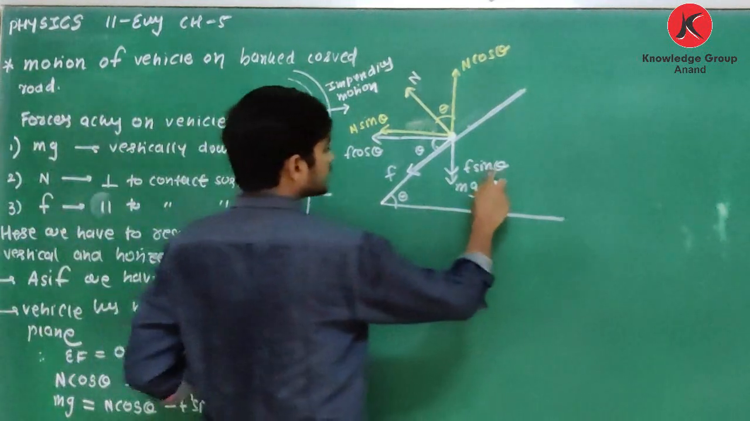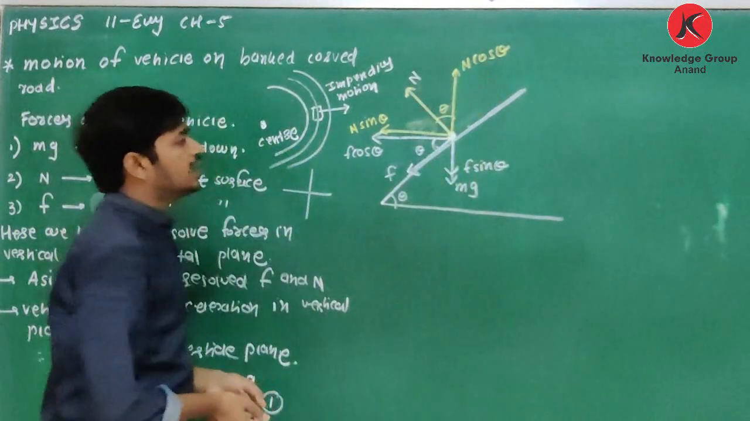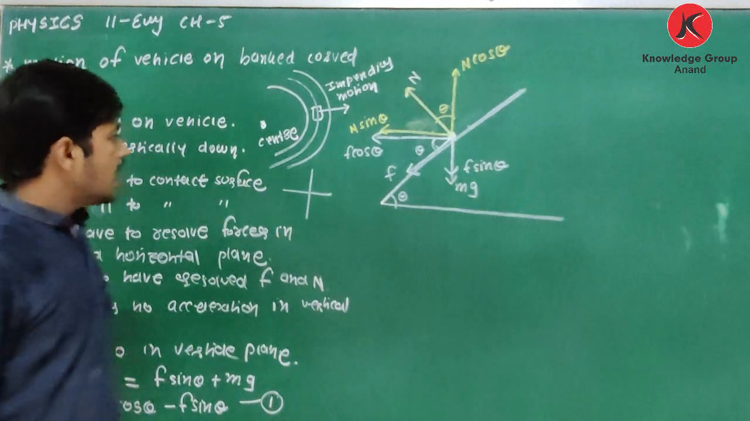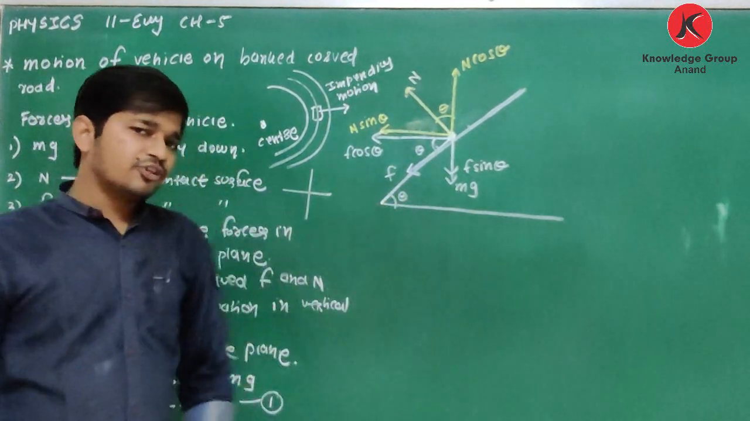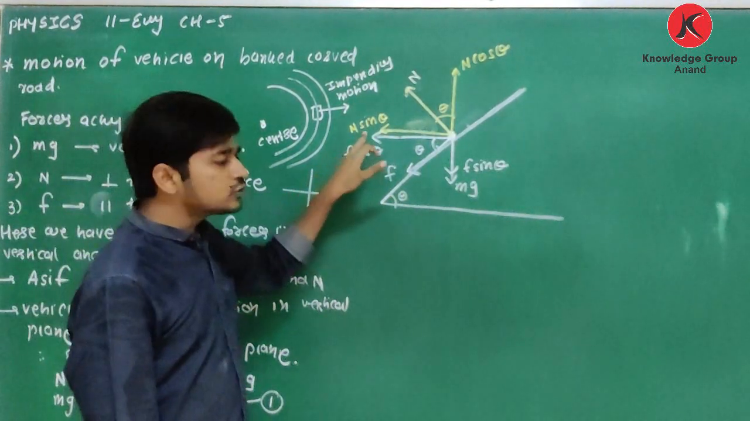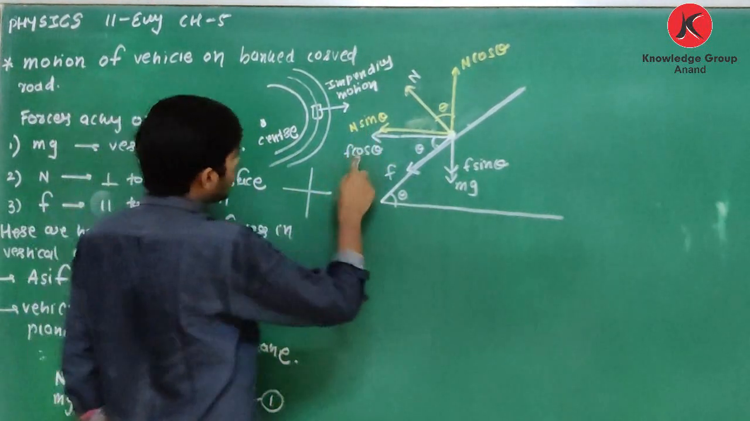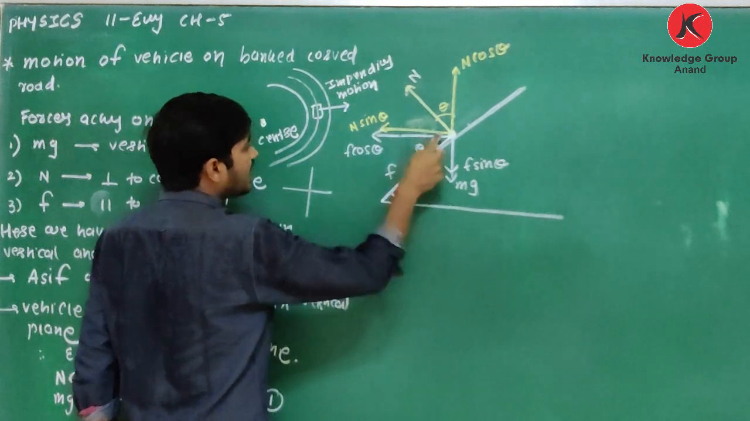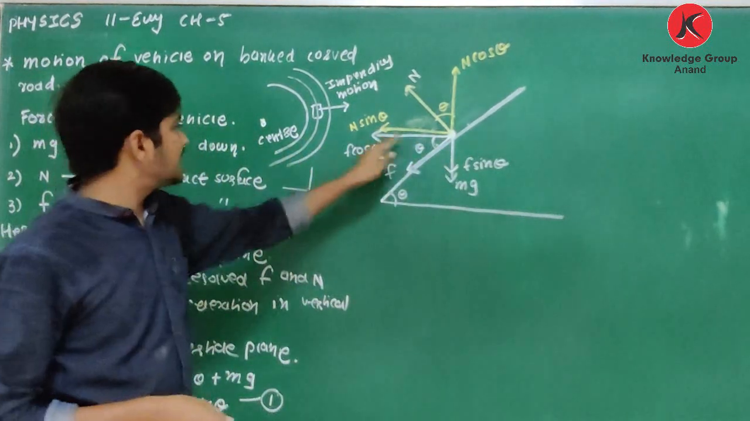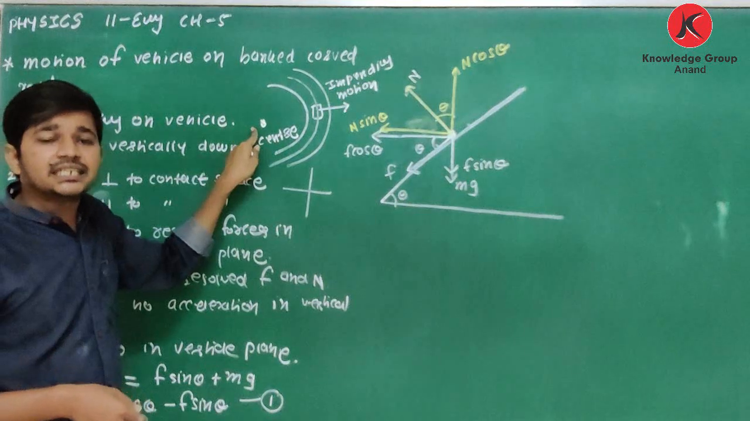Now see, this F sin theta, mg and N cos theta balance each other. N and F we do not have to consider because we have resolved them. So the remaining two forces are N sin theta and F cos theta. See, this N sin theta and F cos theta are acting in the horizontal direction, in this direction, towards the center.